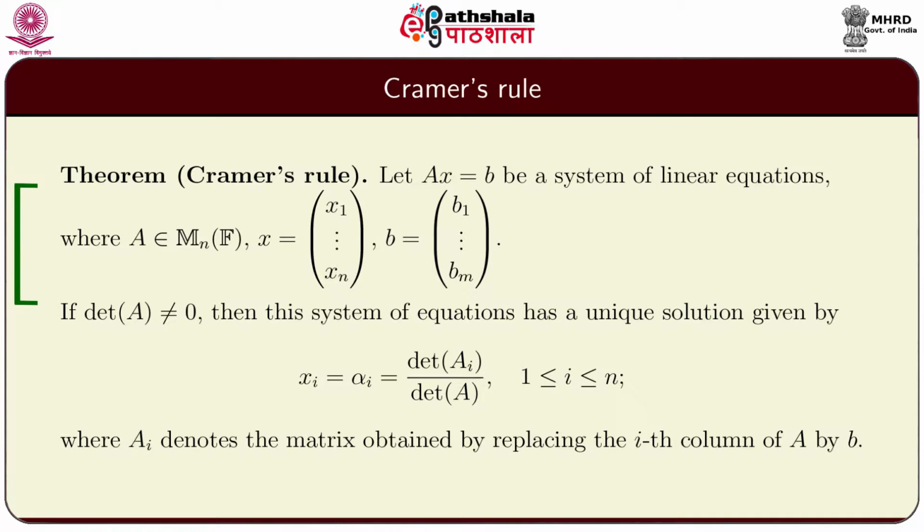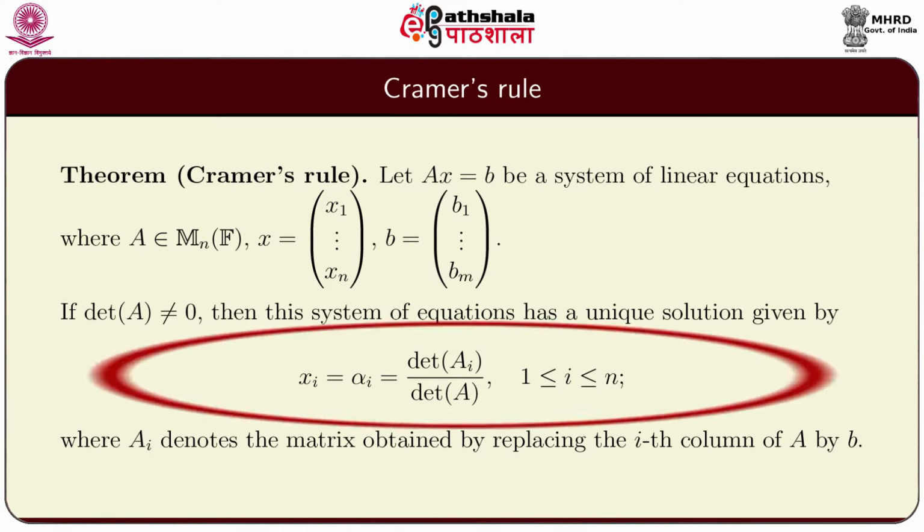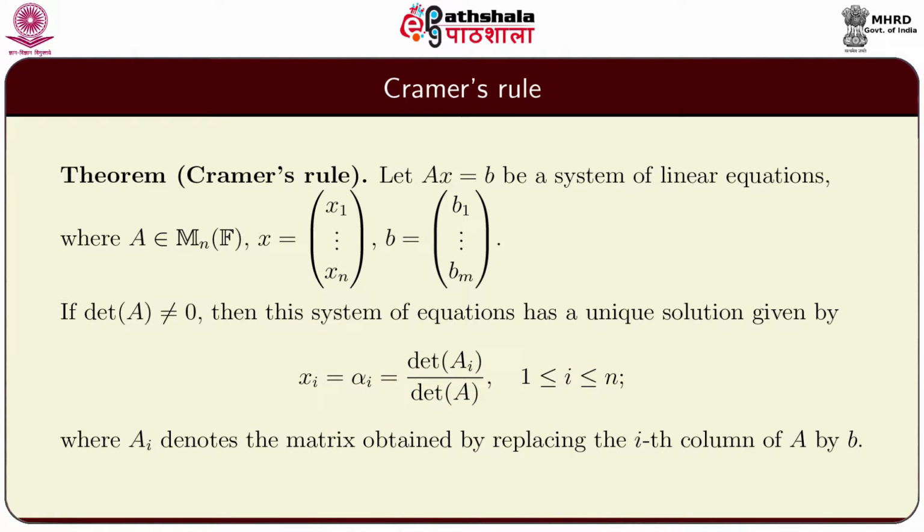Now, if determinant of A is not 0, then this system of equations has a unique solution given by x_i equal to determinant of A_i over determinant of A for every i from 1 to n, where A_i denotes the matrix obtained by replacing the ith column of A by the column vector B.